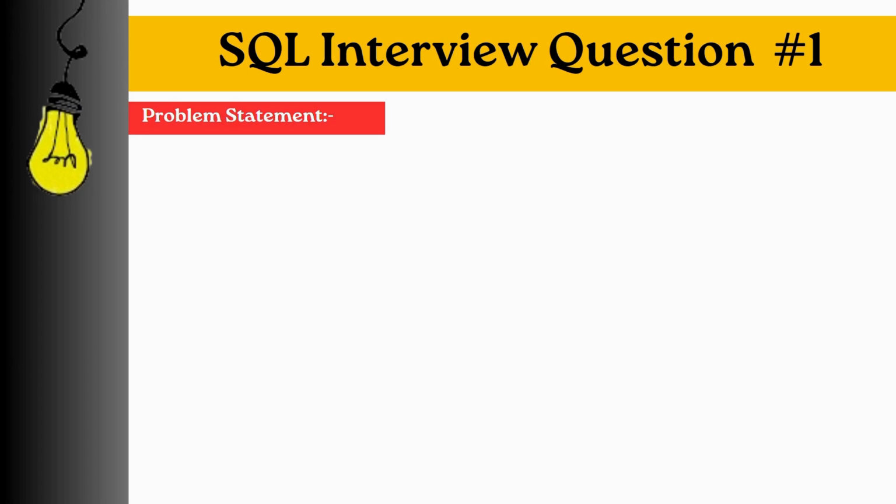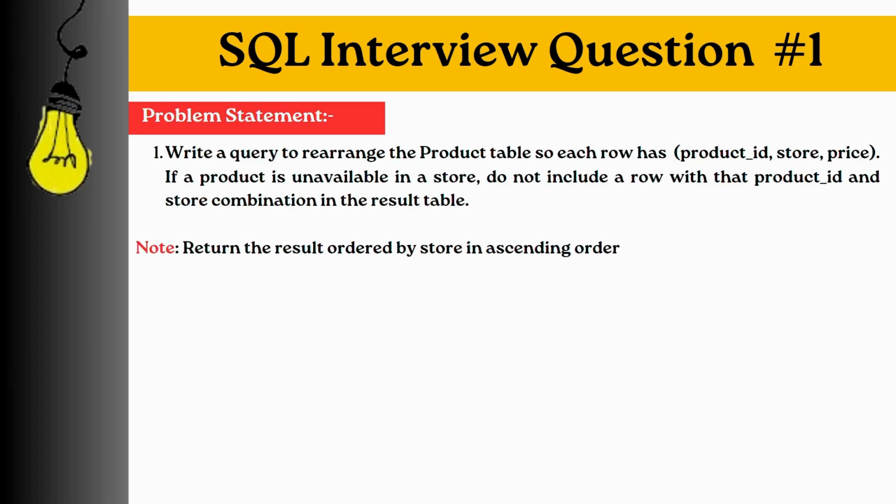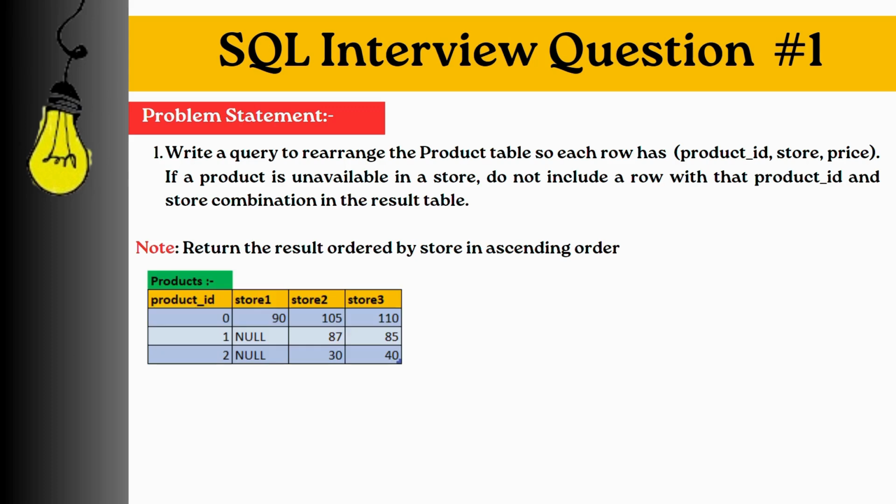Today's problem statement is: write a query to rearrange the product table so that each row contains product ID, store and price. If a product is unavailable in a store, do not include a row with that product ID and store combination in the result table. Note, return the result ordered by store in ascending order. Here is the sample table which we need to rearrange like this.